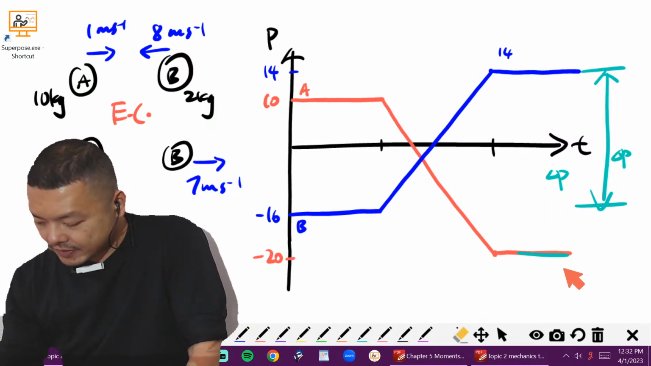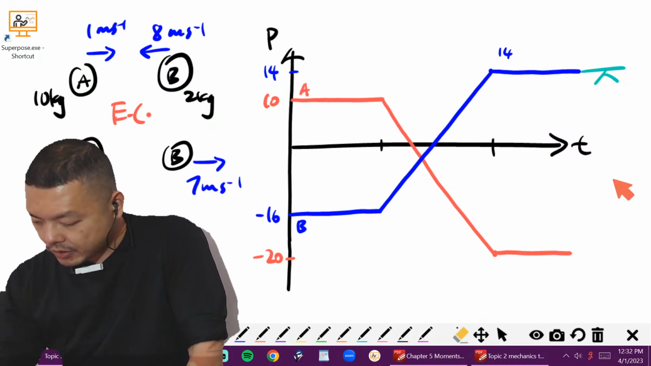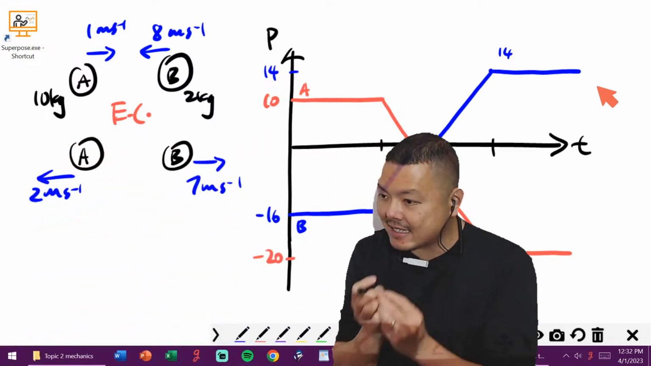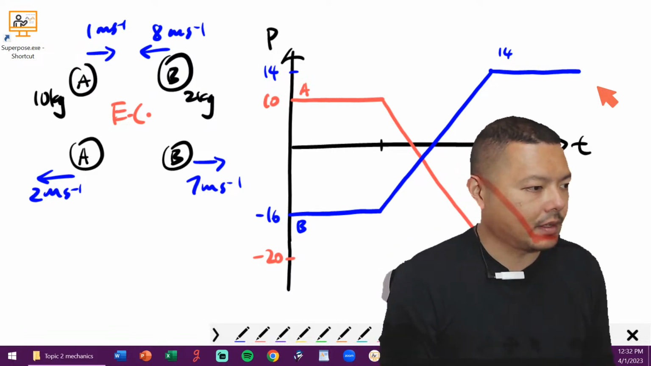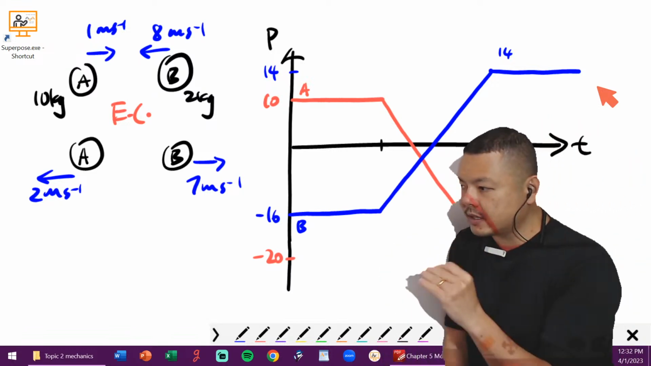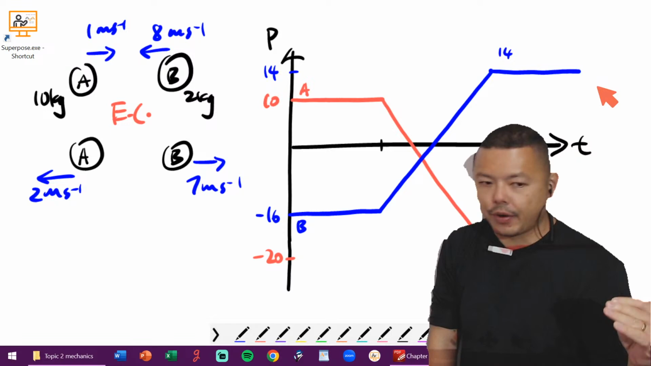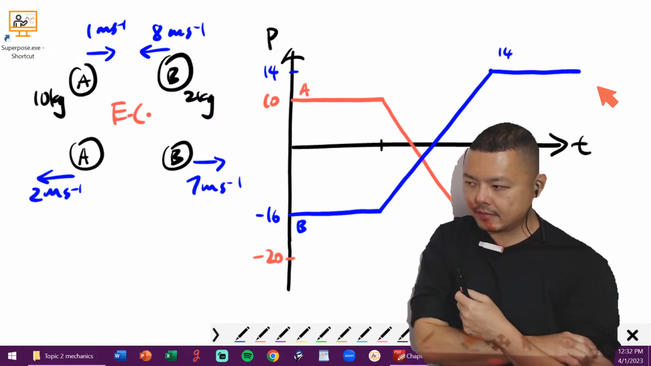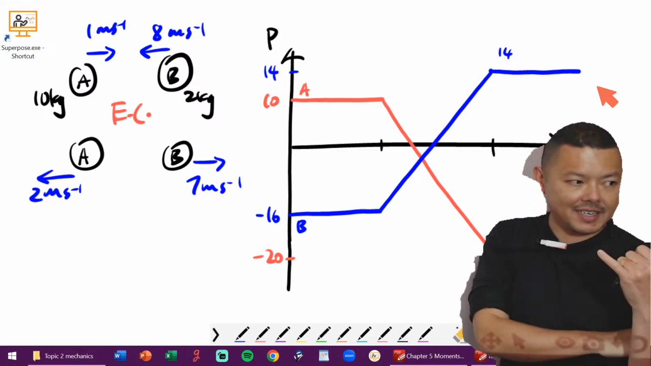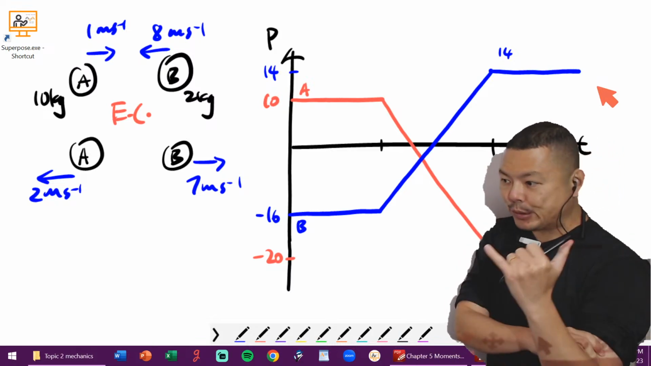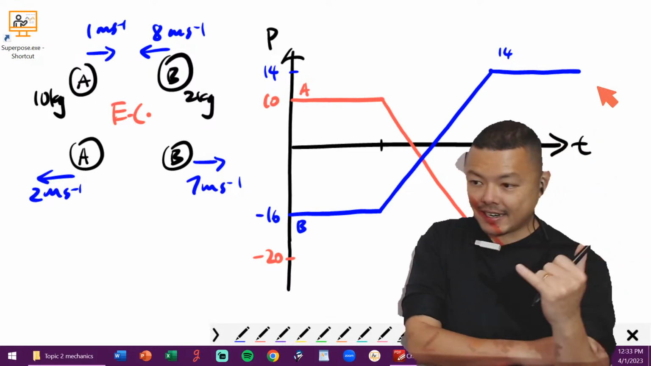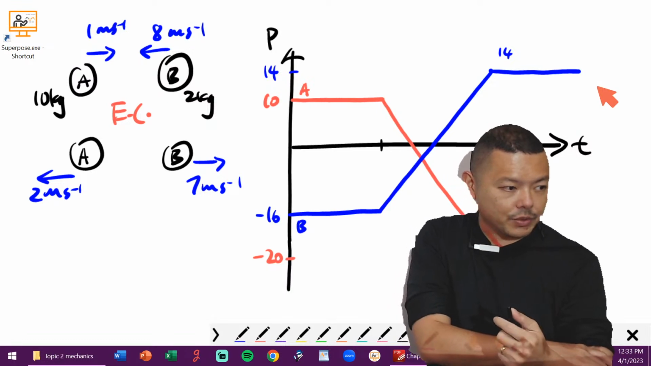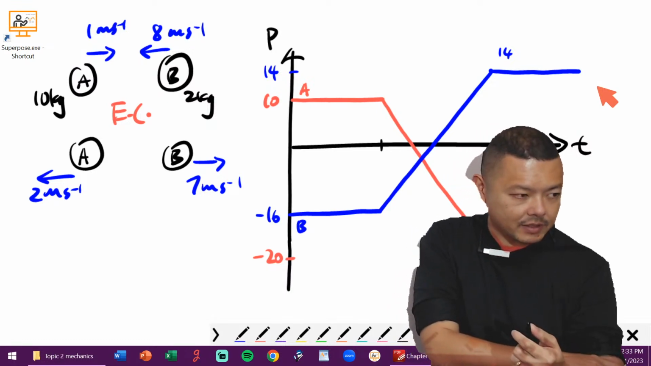There's a lot of features of this graph that I'm going to go through now. What's the total momentum of this entire system at any point? Minus 6. Total momentum of this system is minus 6, right? Can you tell me how you got minus 6?